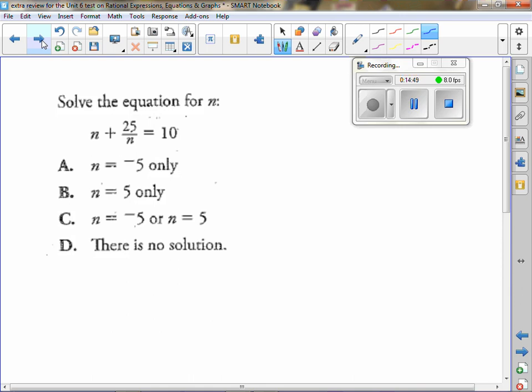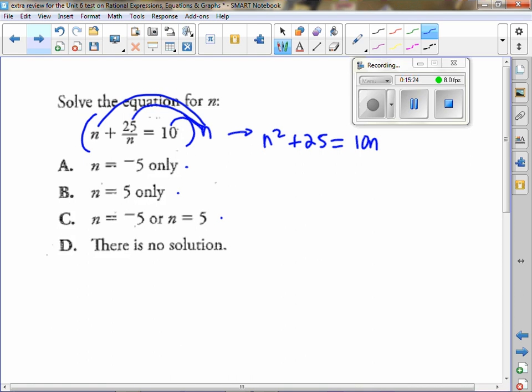Since this is multiple choice, you do have the option of just trying each of these numbers in for n. This looks simple enough to plug 5 and negative 5 in here. But the way I've taught you to do it algebraically is we're going to multiply through by the common denominator. Well, the only thing I have to get rid of is n, so that's what I'm going to multiply through by. So, let's see. I would get here times here would be n squared. I'm going to multiply these two. The n's would go away, so I get plus 25 equals, multiply 10 times n, get 10n.